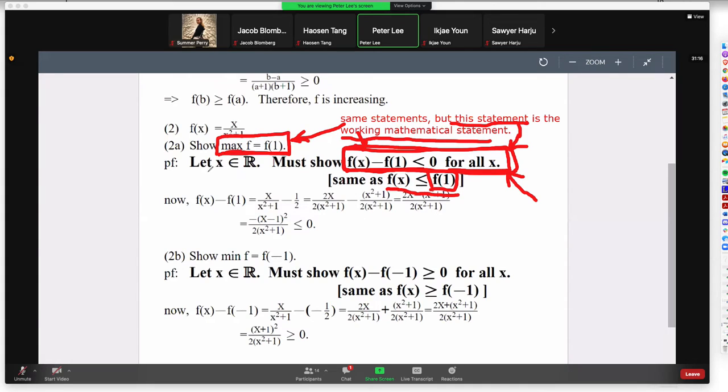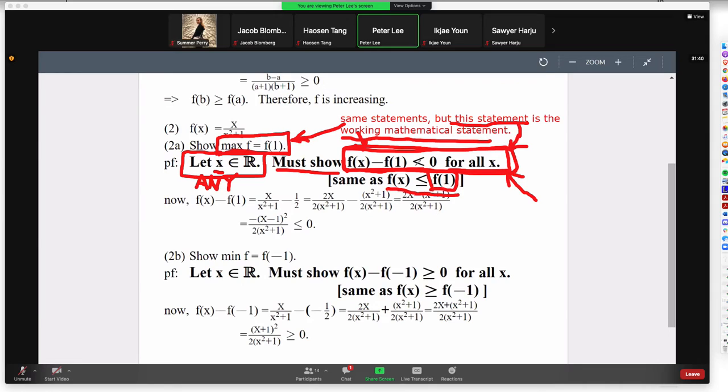So here, let me show you. Okay. So how does the proof start? We first start by this. We pick an x value. We pick any value x. This is the starting point. Any x. And now, what is it that we have to show? We have to show that f of x minus f of 1 is less or equal to 0. That's what we must show.